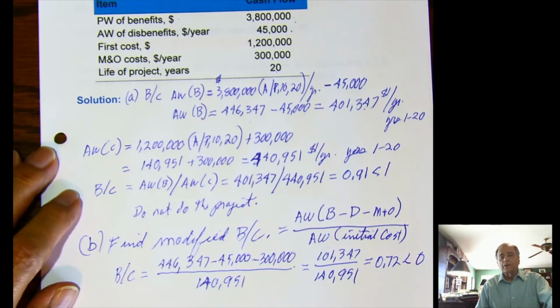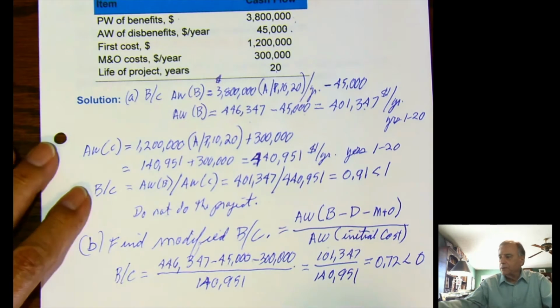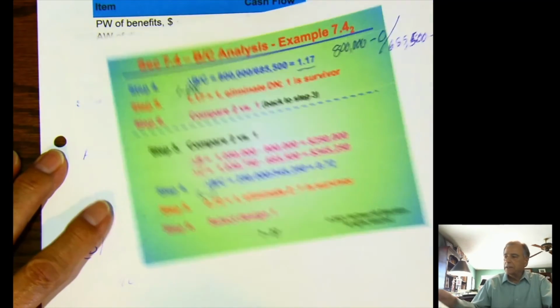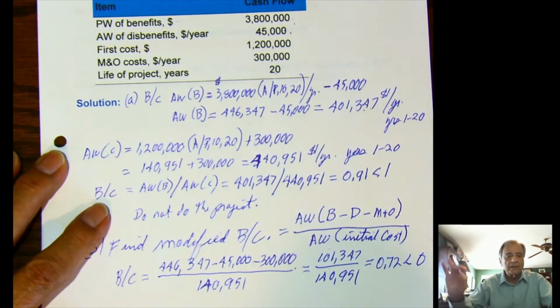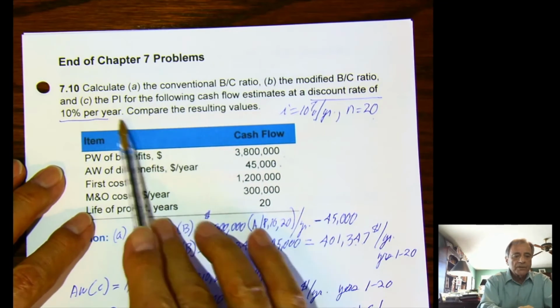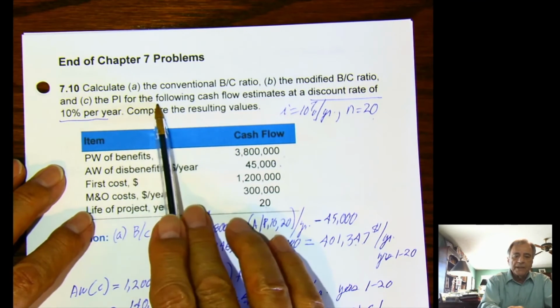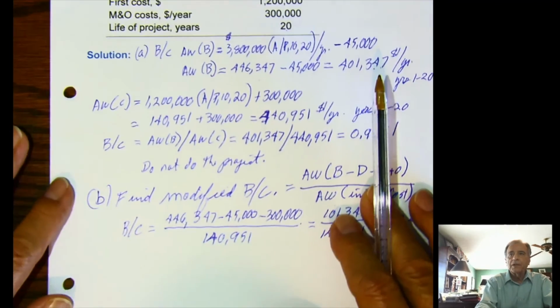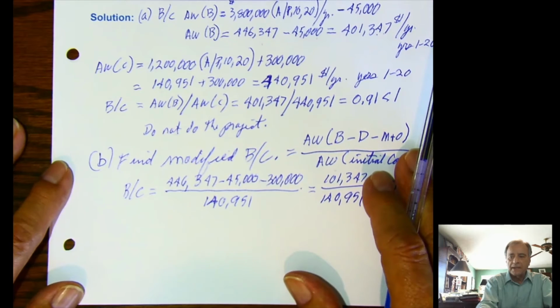Now, the part C of this question was to do the profitability index. That's way back there. Well, let's see. Part C, the profitability index for the cash flow. Okay, profitability index. So let's do that part C next.